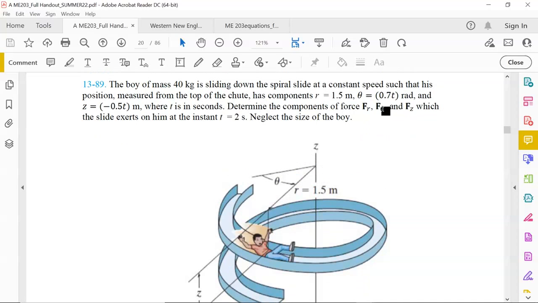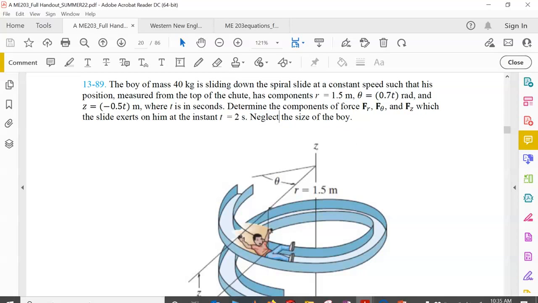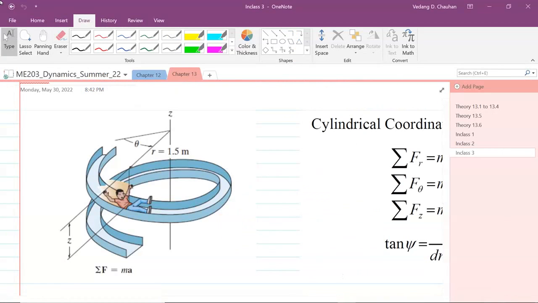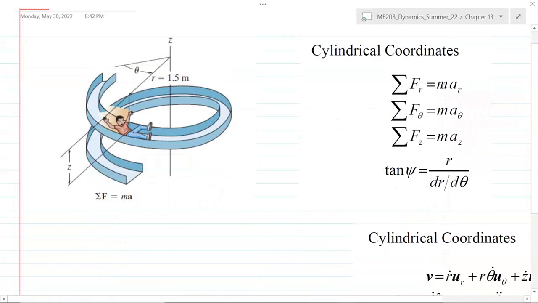Determine the components of force Fr, F theta, and Fz, which the slide exerts on him at the instant time t is 2 seconds. Neglect the size of the boy. This last statement indicates that we should consider the boy as a particle and not a rigid body. Okay, so let's work on this problem.